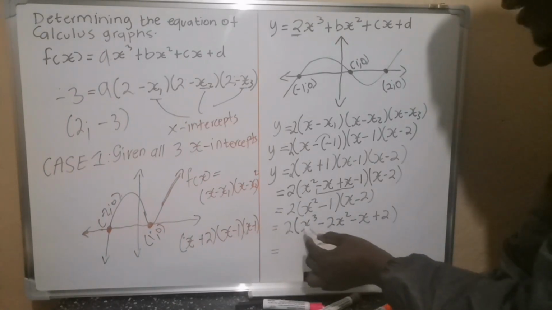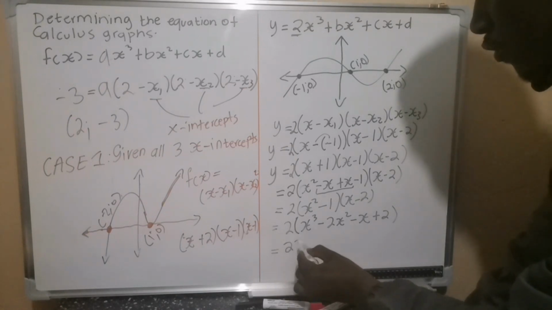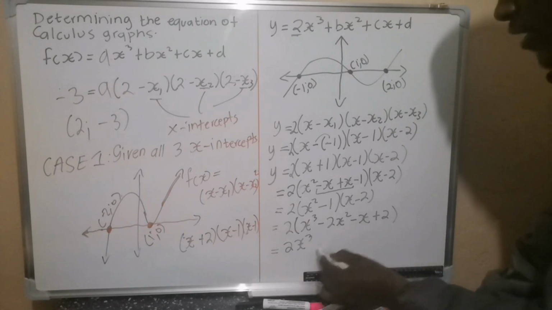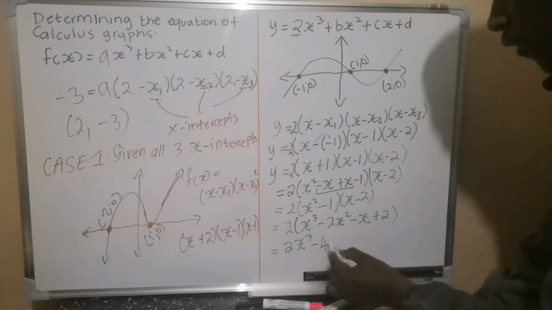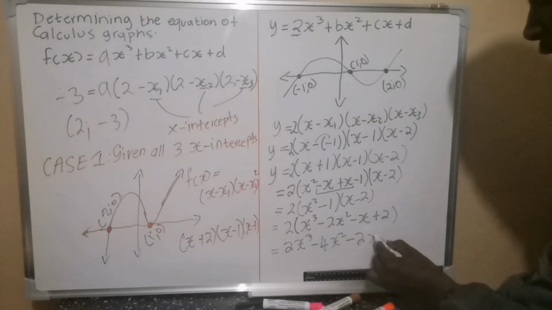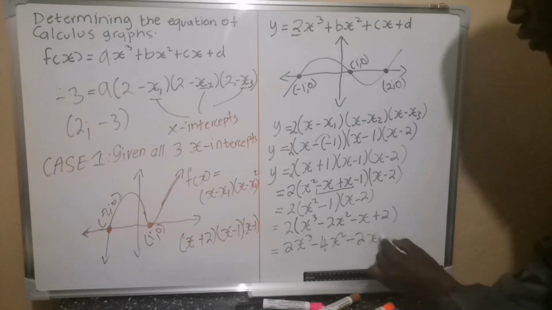So this 2 will multiply x cubed. You're going to have 2x cubed. This 2 will multiply this negative 2x squared. You're going to have negative 4x squared. This 2 will multiply this negative x. You're going to be left with negative 2x. This 2 will multiply this 2, and you have positive 2.